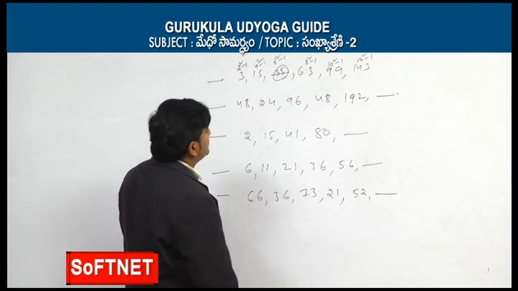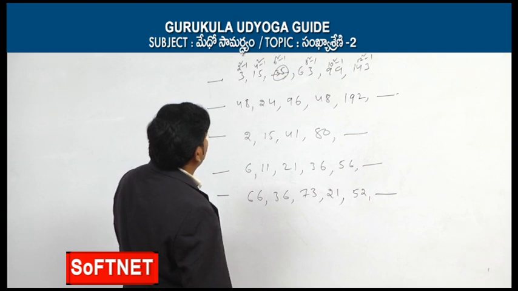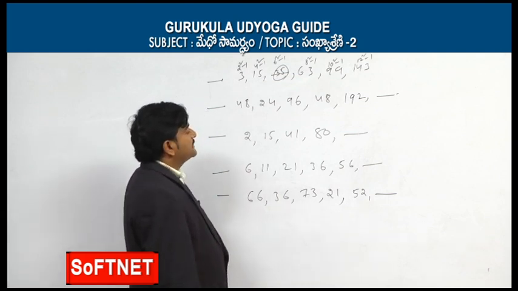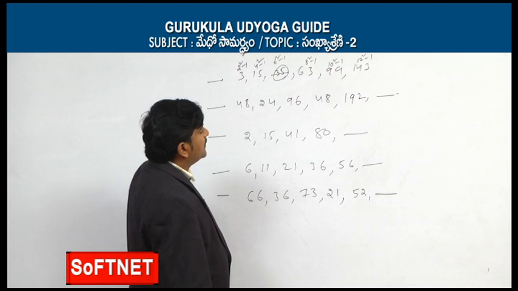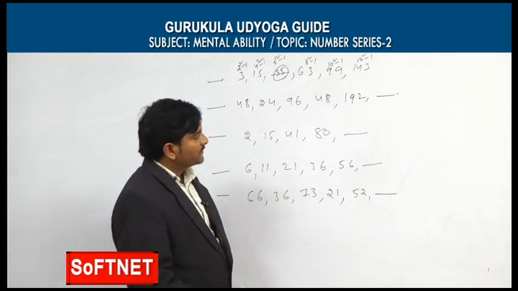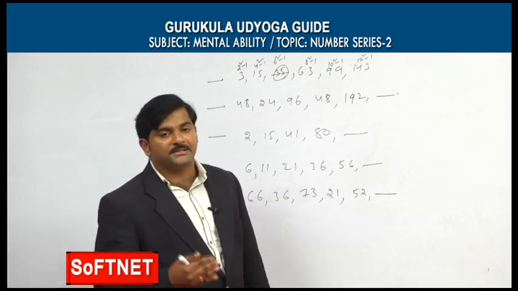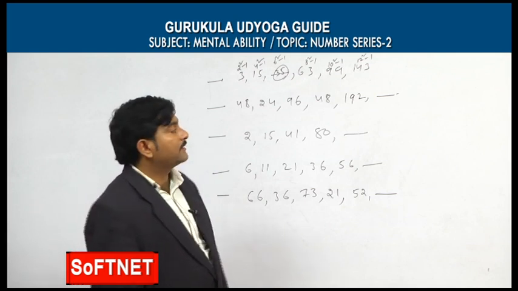Now think about this. It's 48, 24, 96, 48, 192, dash. If you will observe here, the series is increased gradually, not rapidly. The series is simply increased gradually.